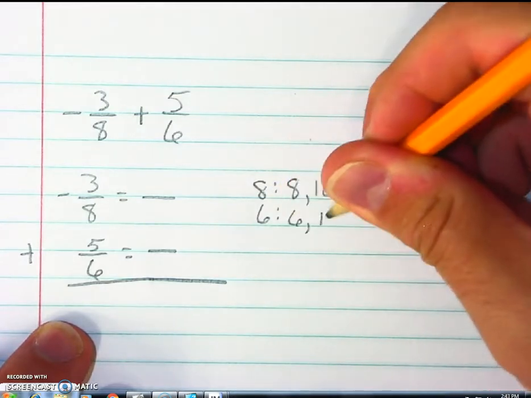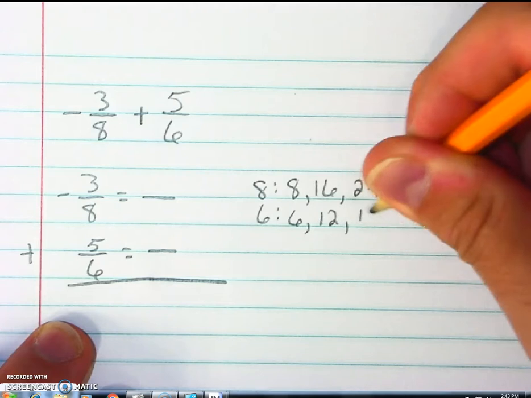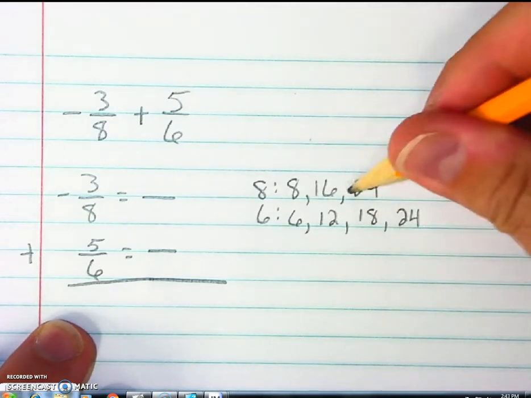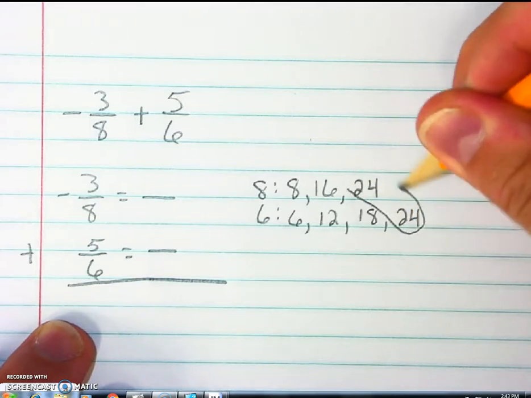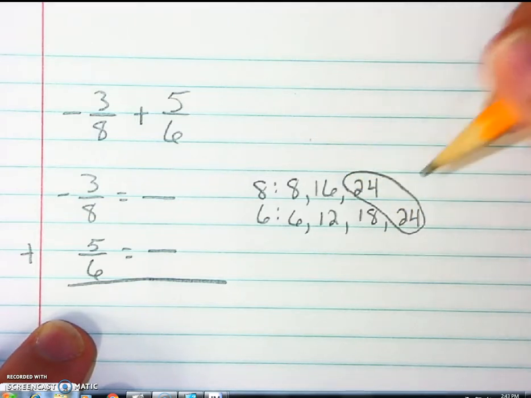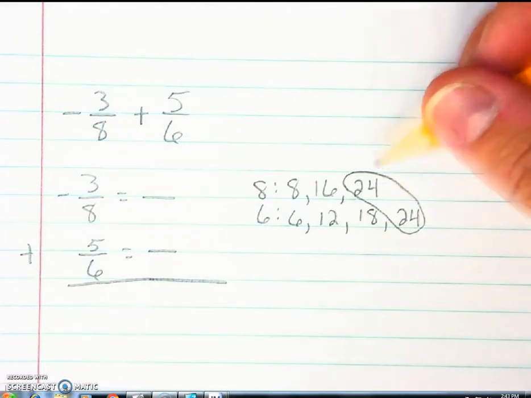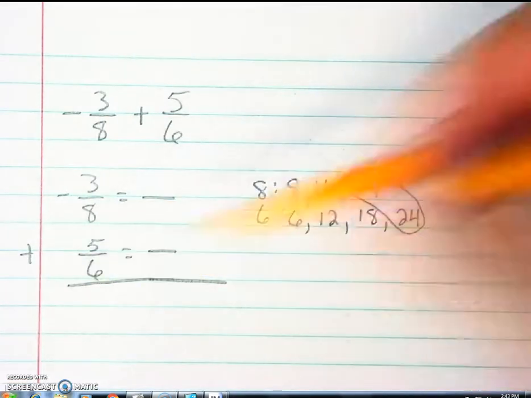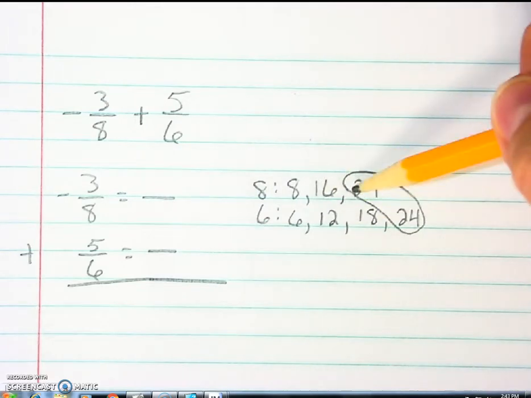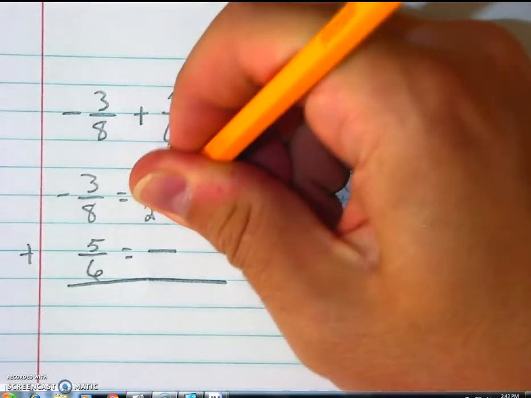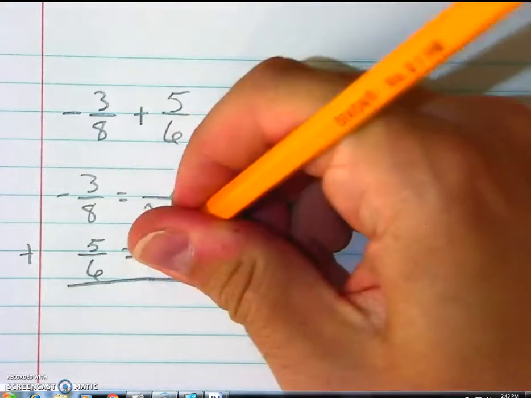6, 12, 18, 24, and I have actually found one that does match for both of them, and this is the smallest number that matches for both of them. So for 8 and 6, I have found a common multiple. This is our least common multiple, and this is going to go as our new denominator. 24 here and 24 here.